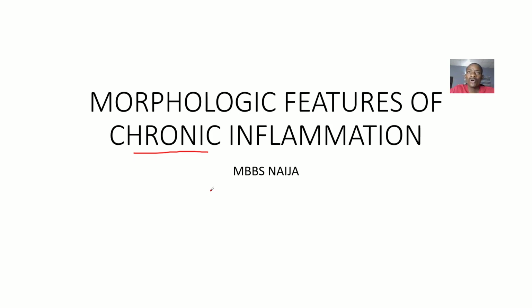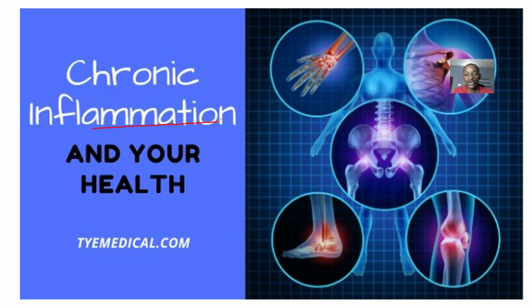But chronic things cause much more damage because they have been there for a long time and they have weakened the immune system. Do you understand? So, morphological features of what? Chronic inflammation. How will chronic inflammation look? That's what we're trying to look at. Chronic inflammation could occur at different areas of the body.